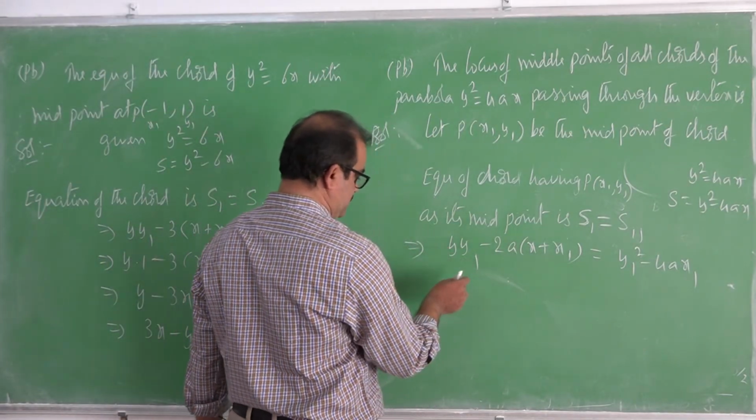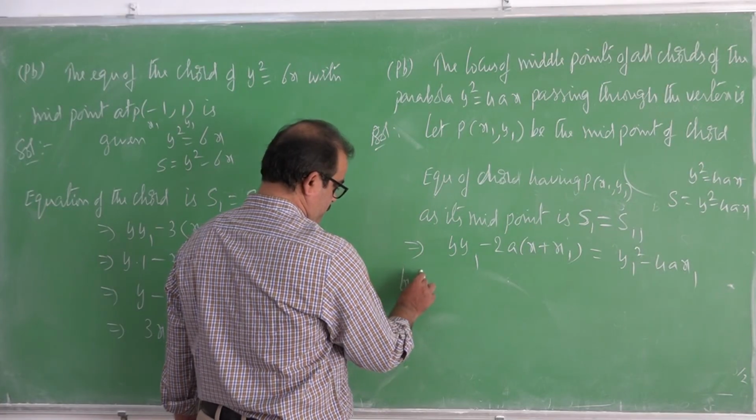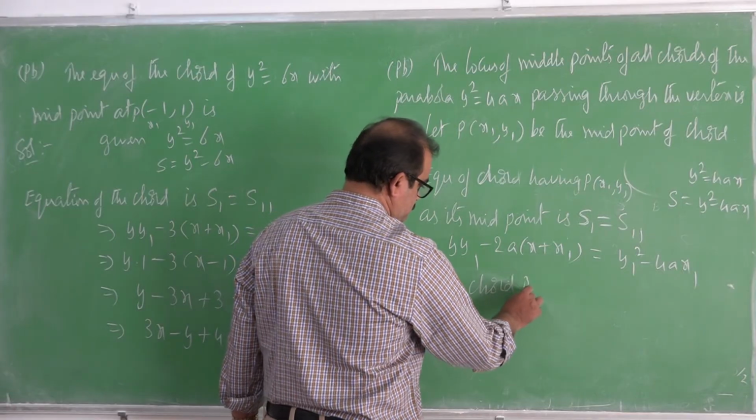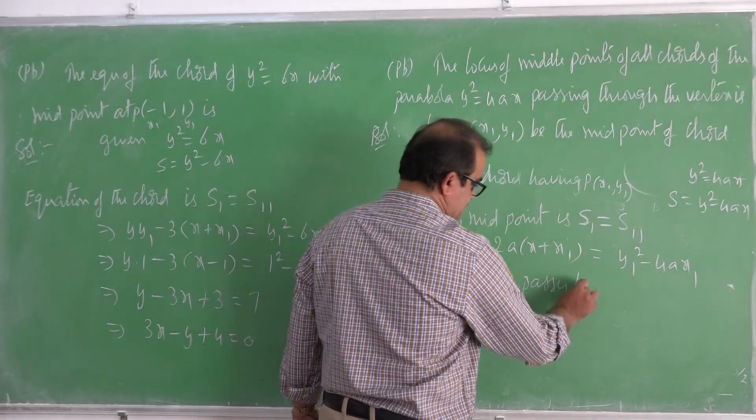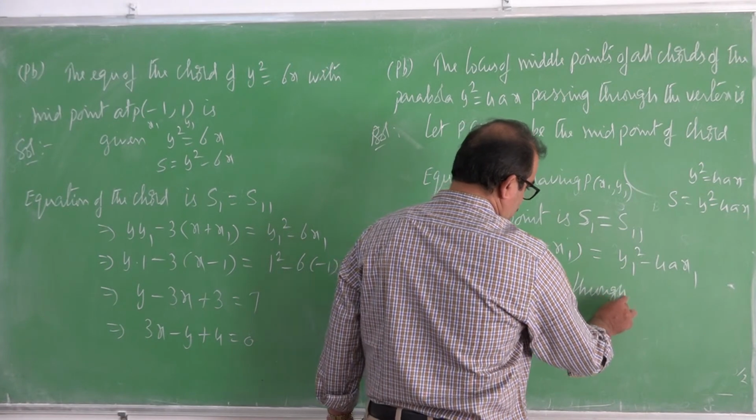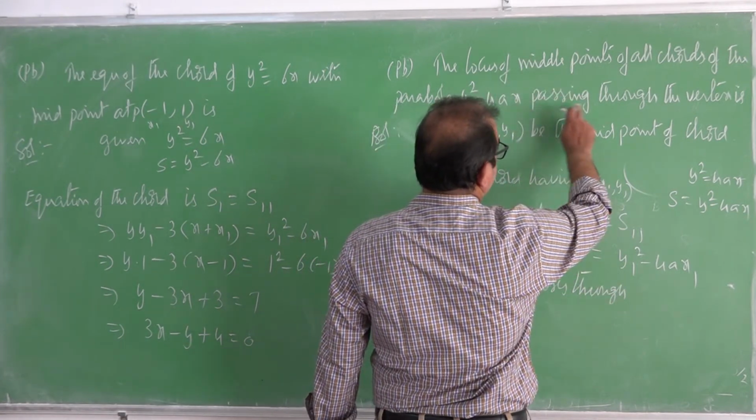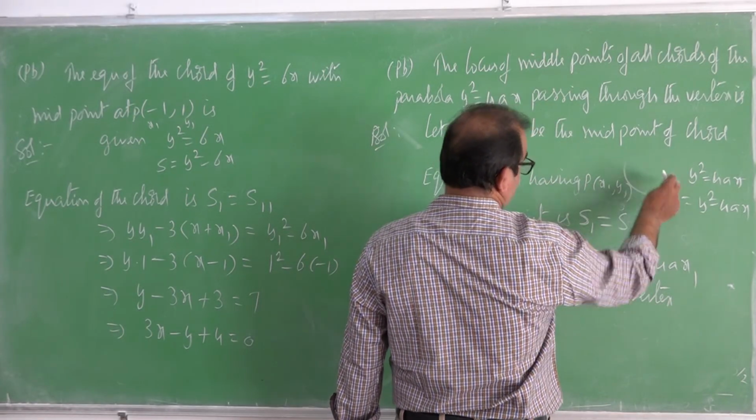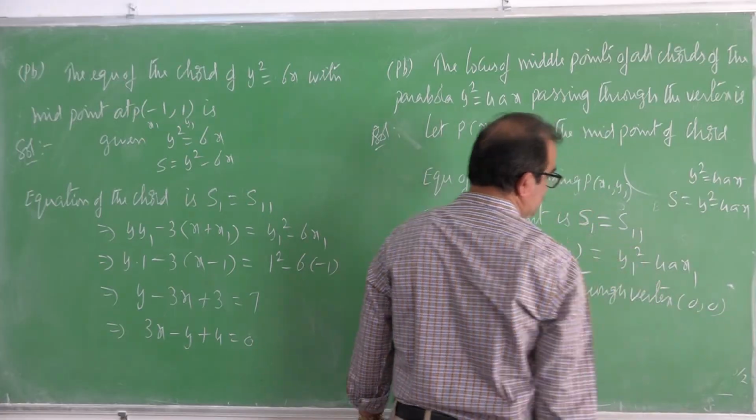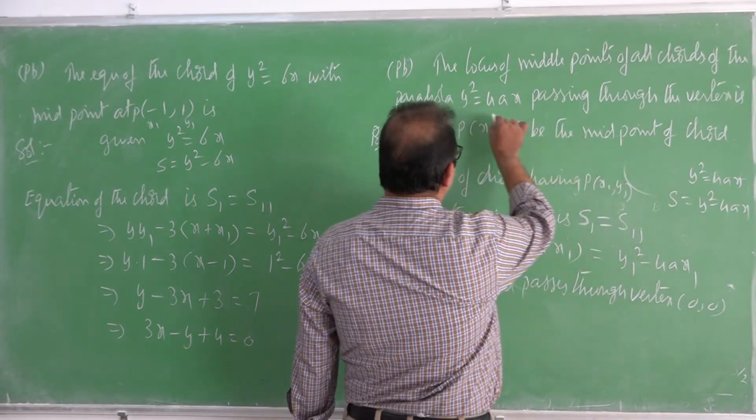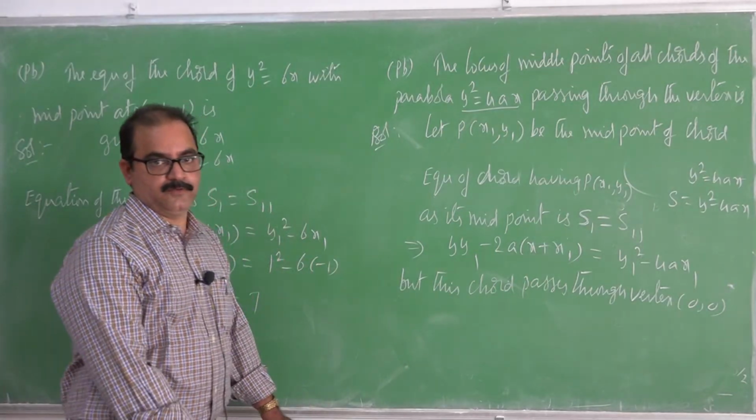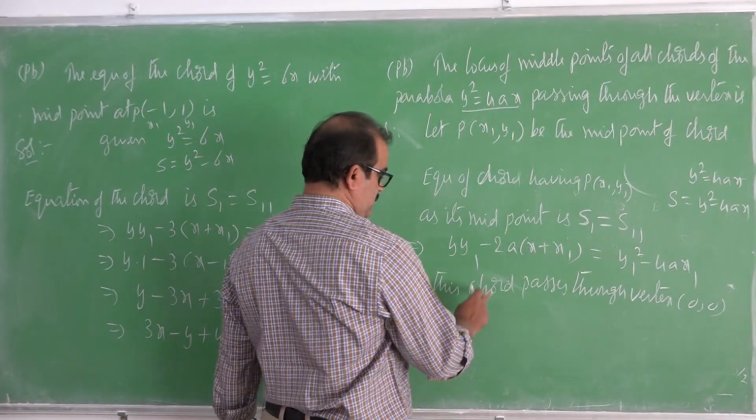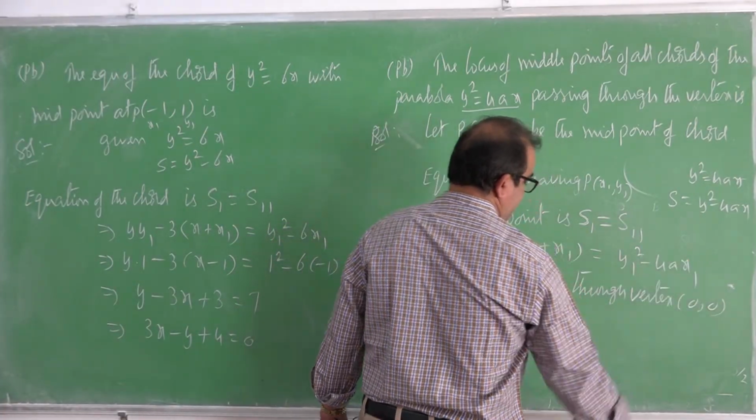But this chord passes through the vertex. In the problem, the chord passes through the vertex. What is the vertex of this parabola? Vertex is (0, 0). This parabola is in standard form. If the parabola is in standard form, its vertex is (0, 0). So this chord passes through this point.